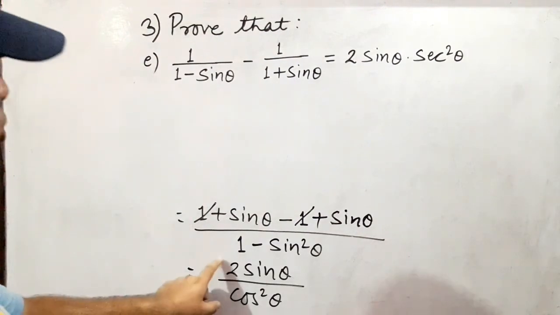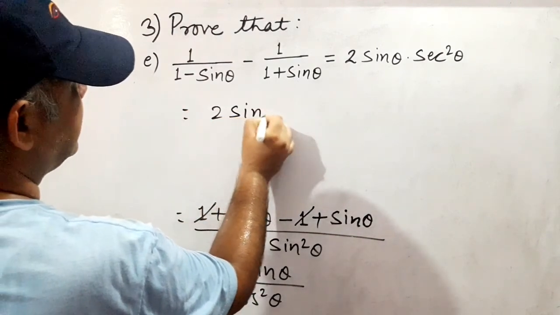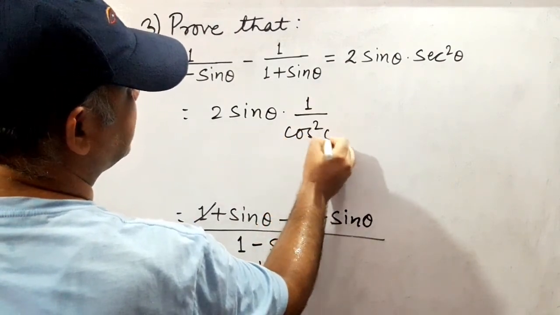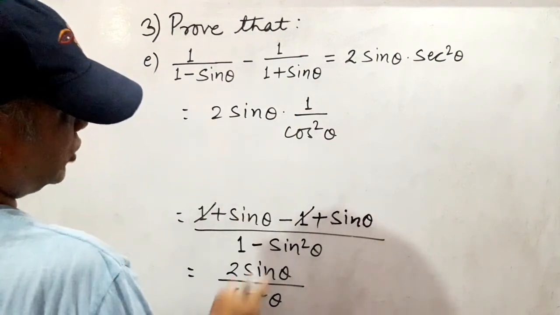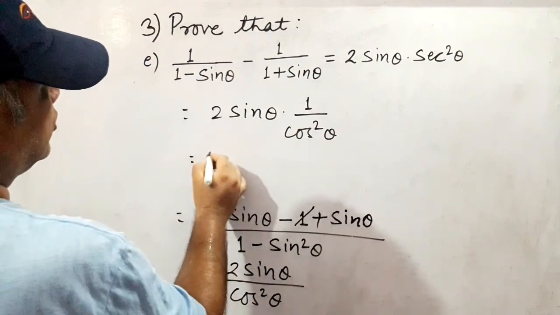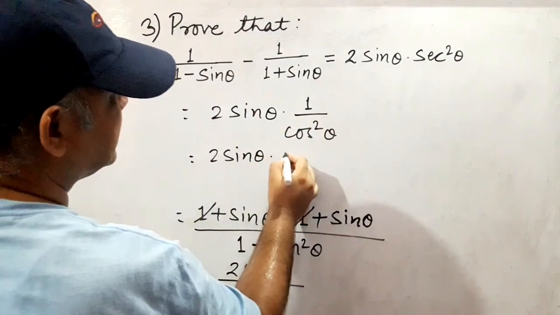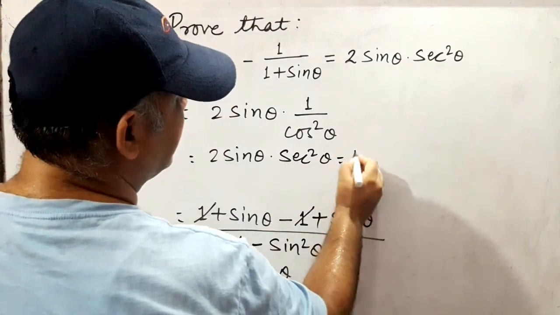Continuing from here, 2 sin theta by cos square theta can be written as 2 sin theta into 1 by cos square theta. It's the same. So 2 sin theta into 1 by cos square theta is equal to sec square theta, which is our right hand side.